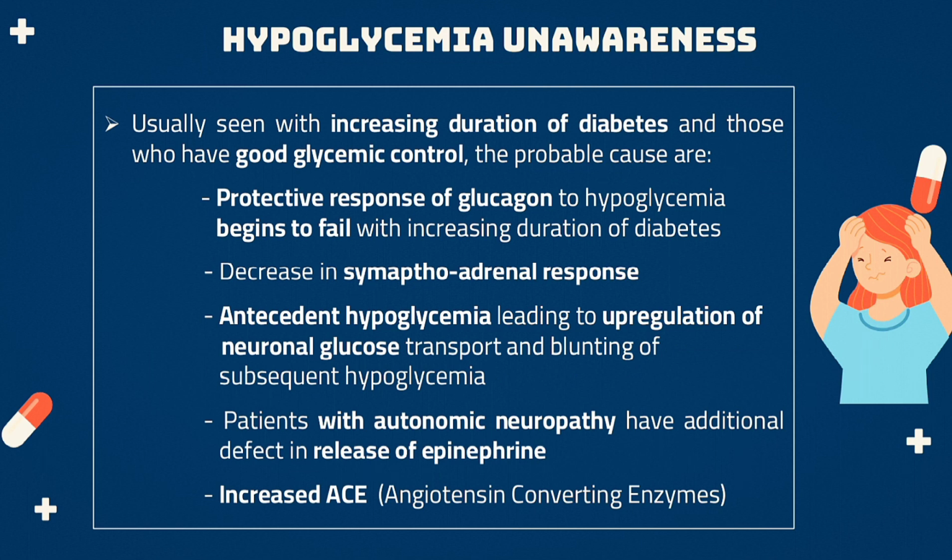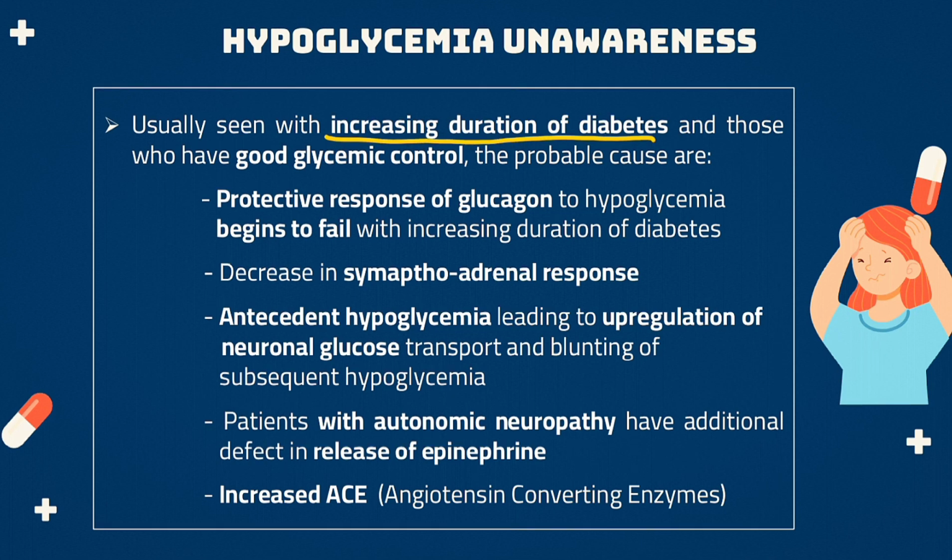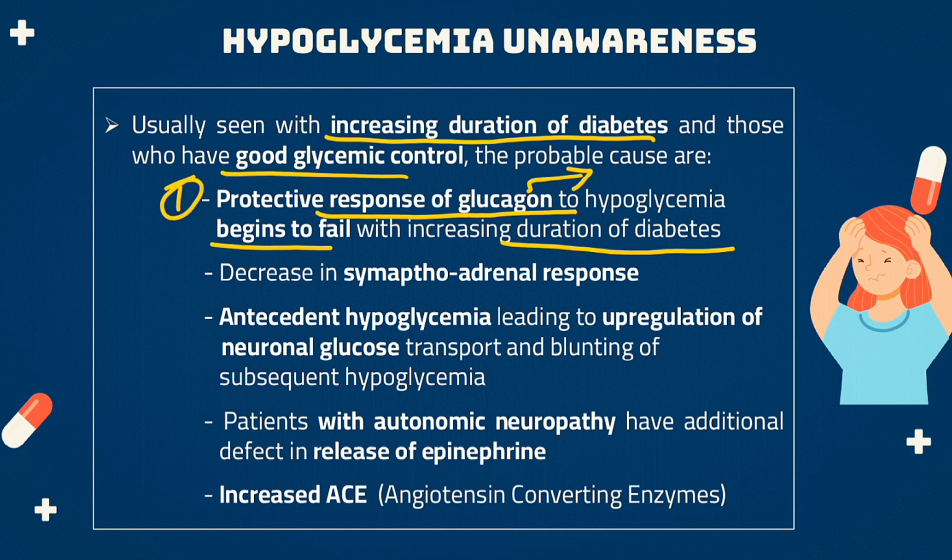This hypoglycemia unawareness is seen in those who have had diabetes for a very long duration and those who have good glycemic control. The probable cause for the development of hypoglycemia unawareness is that the protective nature of glucagon starts failing as the person has long duration of diabetes. So the coping mechanism for hypoglycemia starts failing. Apart from that, there is a decrease in sympathoadrenal response, so that the person cannot recognize the hypoglycemia level. Apart from that, the person starts developing incident hypoglycemia, and this leads to upregulation of neuronal glucose transport, and because of this neuronal glucose transport, there is blunting of subsequent hypoglycemia.